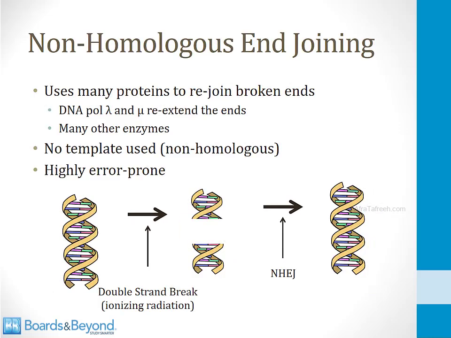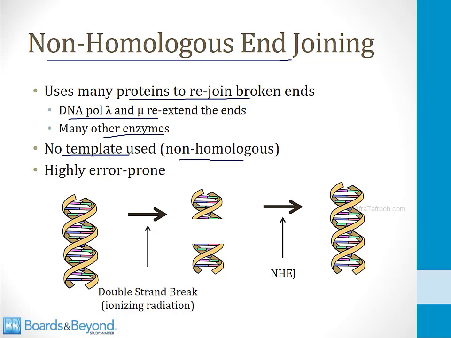Contrast that with the process of non-homologous end joining. In this process, many proteins are used to rejoin the broken ends of a double strand of DNA. Some of the proteins that have been described include DNA pol lambda and mu, but there are many other enzymes that are involved as well. Importantly, this process does not use a template. That's why it's called non-homologous. And for that reason, because there's an absence of a template, it is highly error-prone. And I've depicted this process at the bottom of the screen. You have a double-strand break from ionizing radiation, for example, and then non-homologous end joining is used to bring the two strands back together.